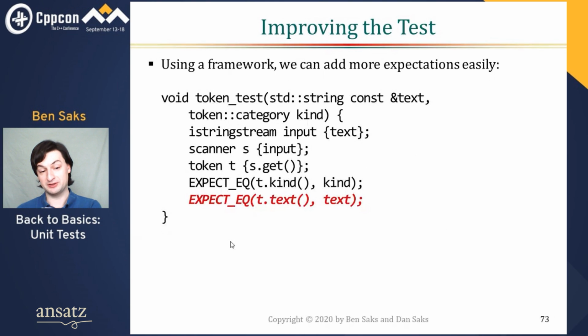Using Google Test, or most other frameworks as well, it's fairly easy to add an extra expectation like this into the same test. So now this test makes sure that both the category and the text are matching what we expect them to match. I'll get to your question in just a moment. I want to finish out this thought.